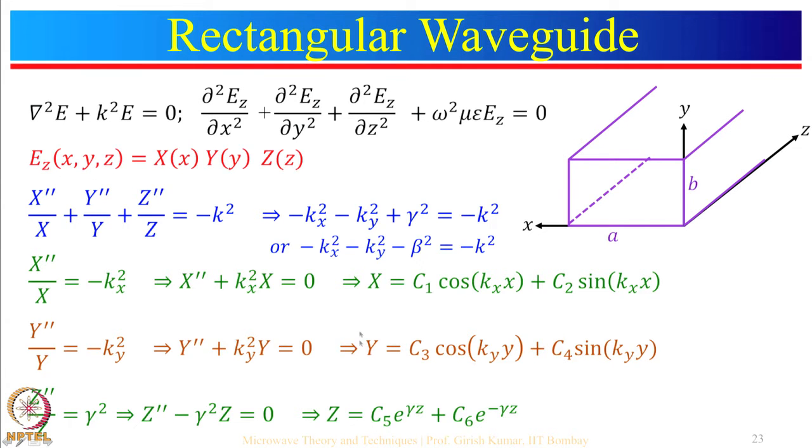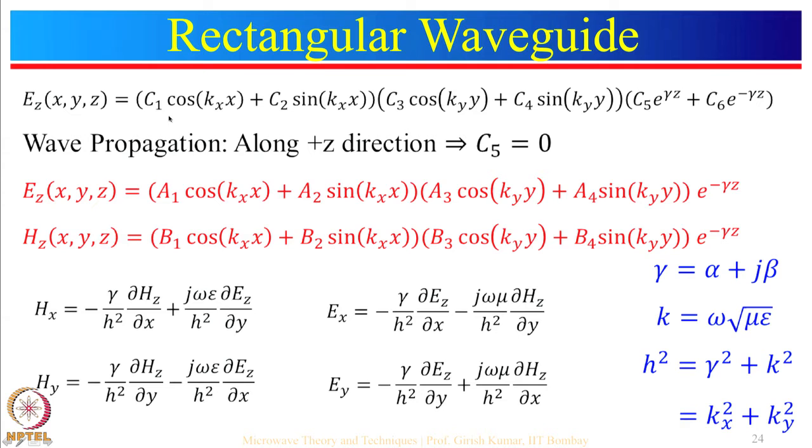So, Ez will be the multiplication of these three. So, it is C1 cos kx into x plus C2 sin kx into x multiplied by C3 cos ky into y plus C4 sin ky into y multiplied by C5 e raised to gamma z plus C6 e raised to minus gamma z. The term e raised to gamma z in this equation represents the wave propagating in the negative z direction, and the term e raised to minus gamma z represents the wave propagating in the positive z direction. But we have assumed that wave propagation is in the positive z direction. So, this term should be 0.